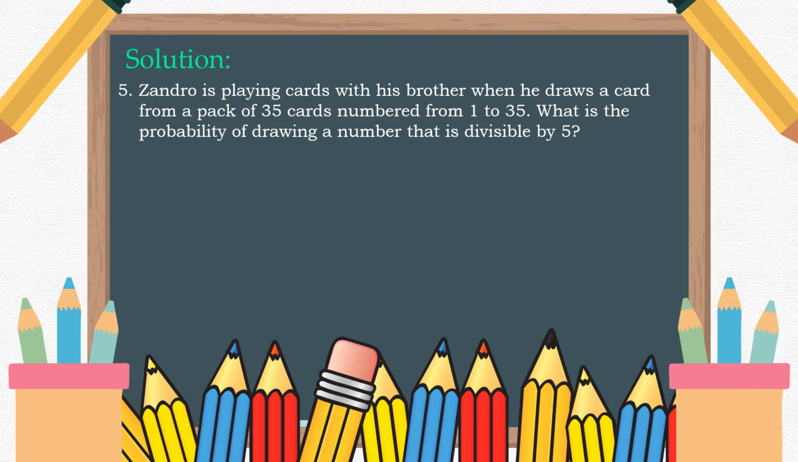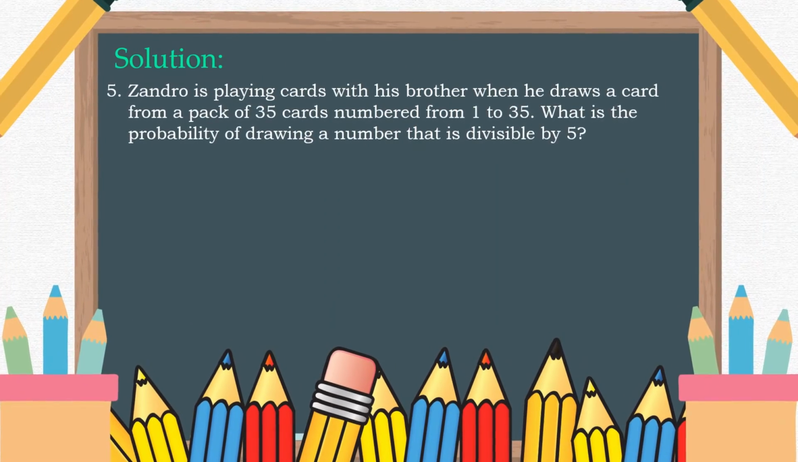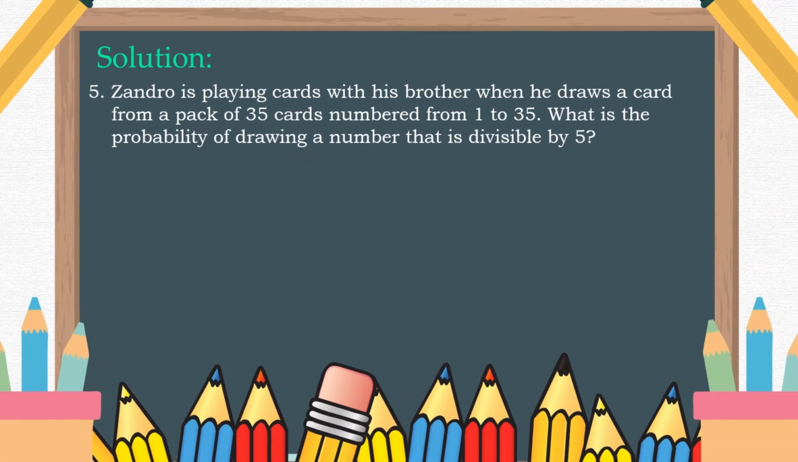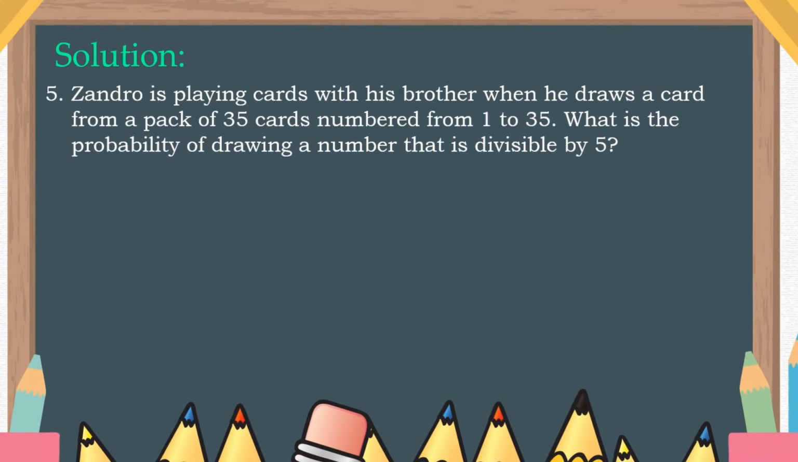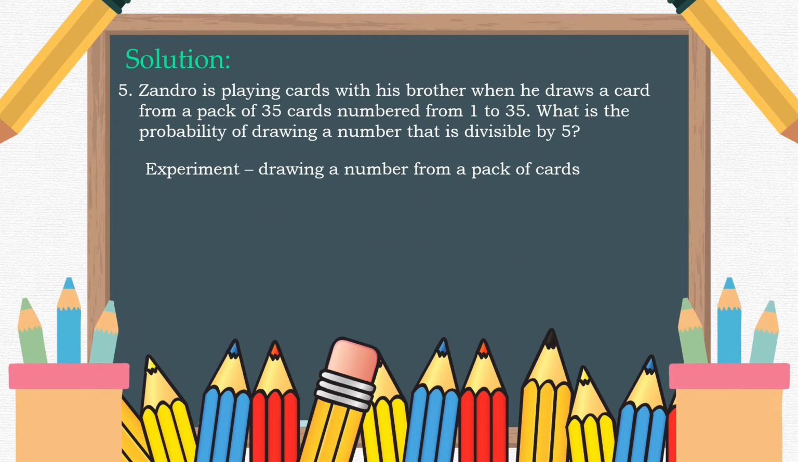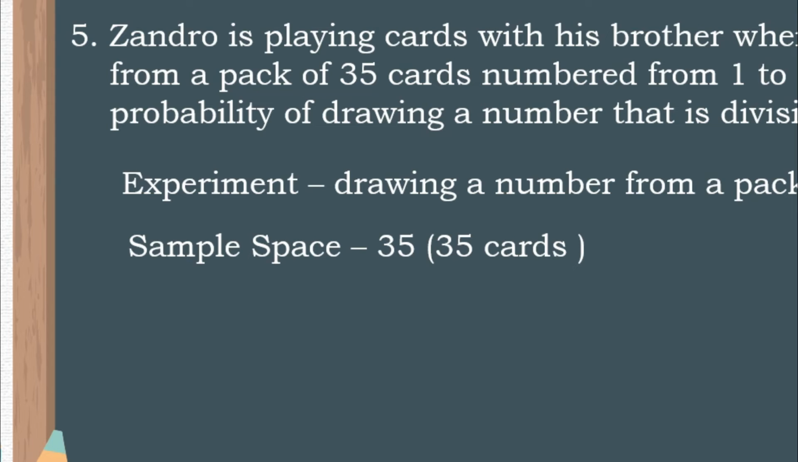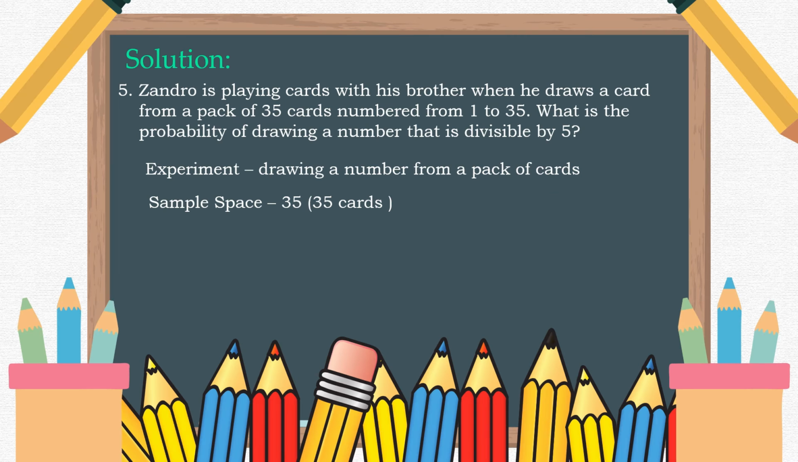So how about number 5? Sandro is playing cards with his brother when he draws a card from a pack of 35 cards numbered from 1 to 35. What is the probability of drawing a number that is divisible by 5? Our experiment is drawing a number from a pack of cards. Our sample space is 35. Our outcome is 7. What are the numbers divisible by 5? 5, 10, 15, 20, 25, 30, and 35.